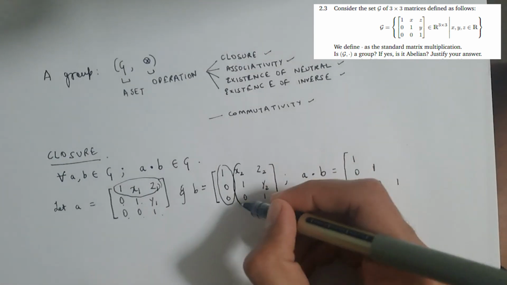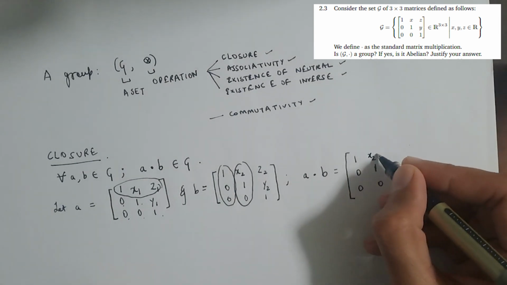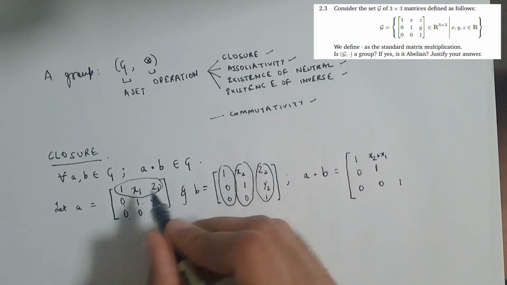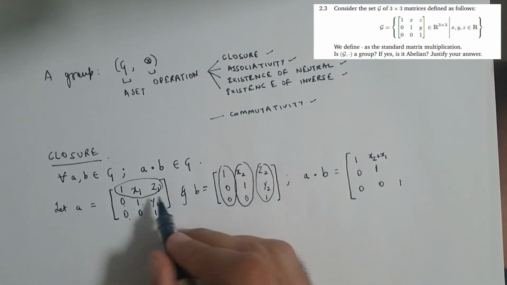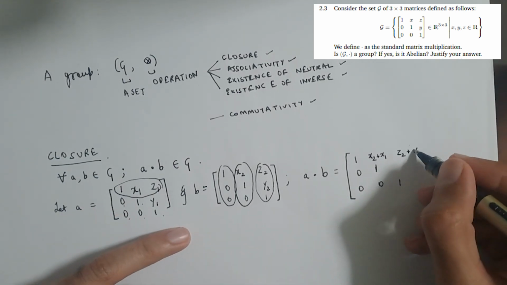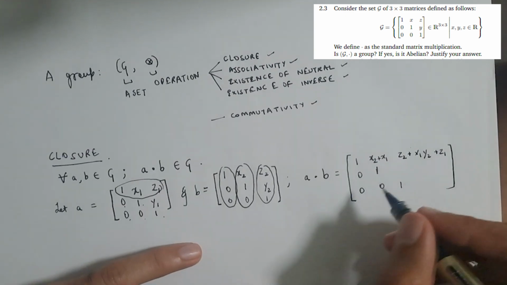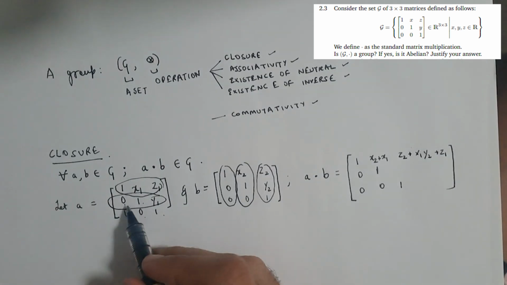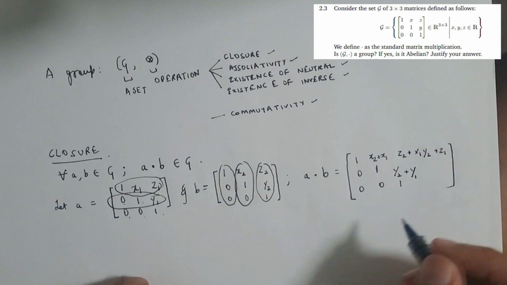Now let's think about this B. So that's 1 times x2 plus x1. So that's x2 plus x1. All right. Now let's think about this. That's z2 plus x1 y2 plus z1, so that is z2, all right, plus x1 y2 plus z1. Now let's think about this and this. For this element, that is 0 times z2 plus 1 times y2 plus y1.